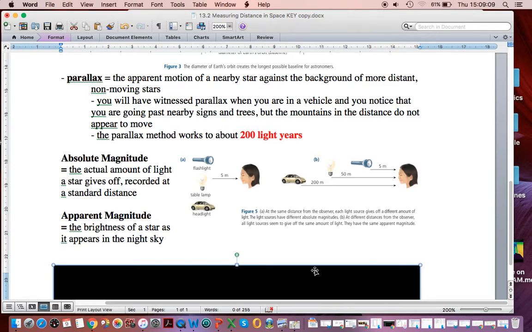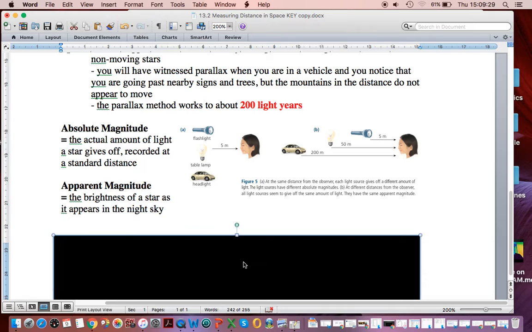So let's look at these definitions. Absolute magnitude is the actual amount of light that a star gives off. That's what we'd like to know. Apparent magnitude is what we see here on Earth. So astronomers have to take that apparent magnitude, get information about the star, and then calculate the absolute magnitude.